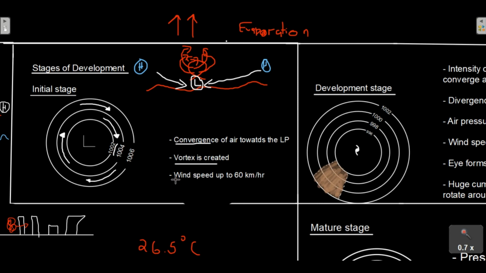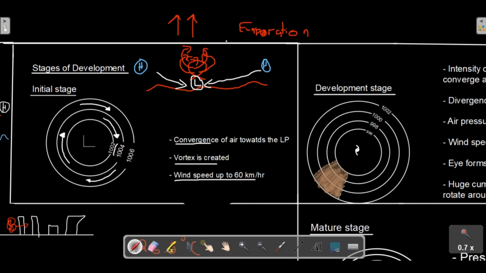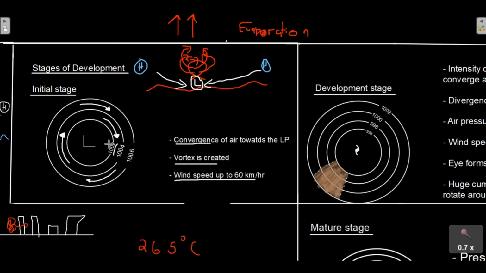And the wind speed is actually increasing. It can go up to 60 kilometers per hour. So it's not as high, but it is going to develop further on. So this is what you look at. Look at the pressure. That's the initial stage. You still do not have the eye developed. So the eye hasn't yet developed in the initial stage.